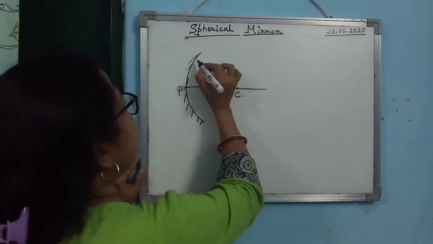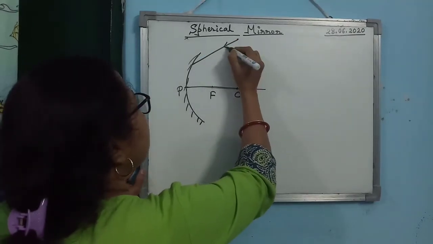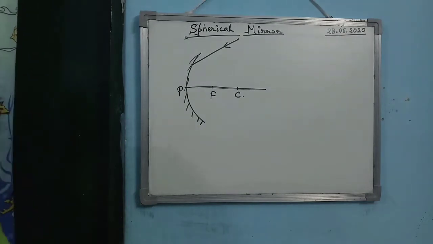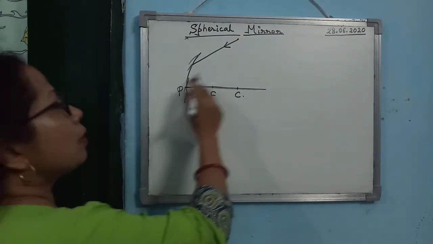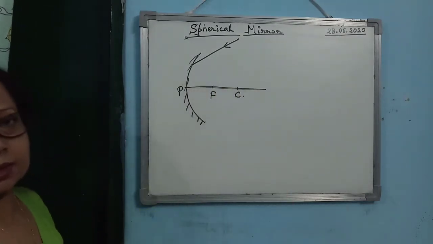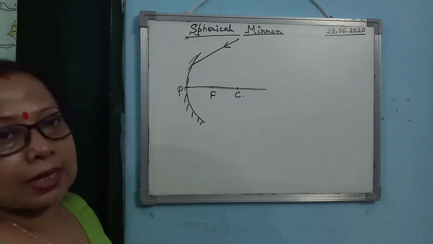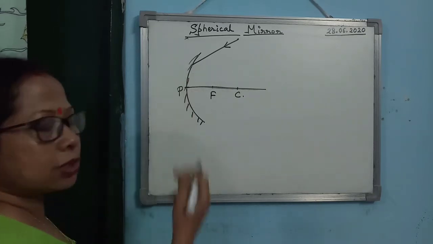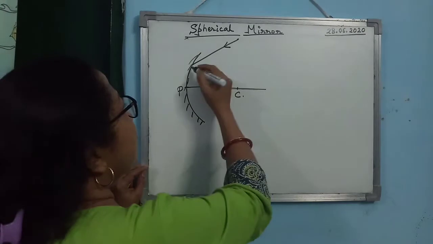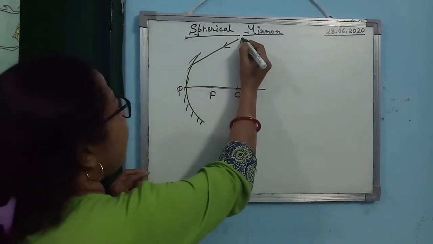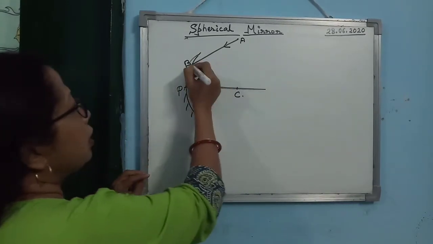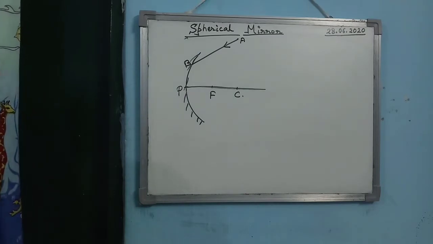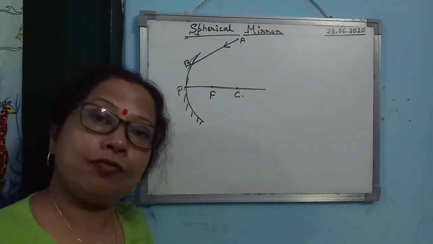Now suppose one ray is falling on the mirror. Okay, now it is not parallel to the principal axis. If it is parallel to the principal axis, then what will happen? It will pass through the focus, we know. But suppose it is not parallel to the principal axis. One ray AB is falling on the mirror at the point B. Then how will you draw the reflected ray?